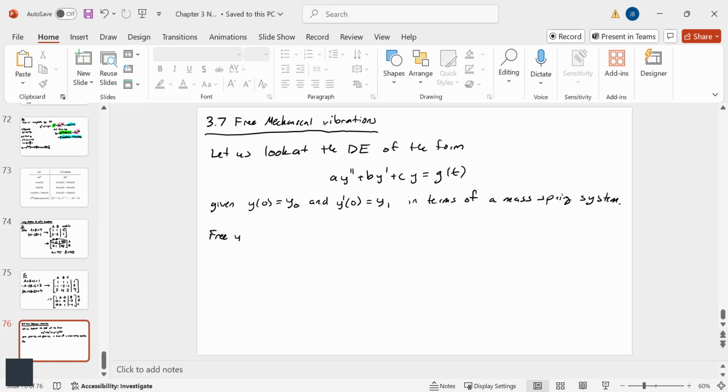So, free undamped motion. There are some words you want to pay attention to. The word free means g of t is 0. There is no acting force on your system. Undamped just means that there's no friction, right? The spring system can behave however it wants without any friction in its system.